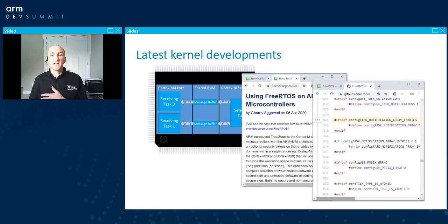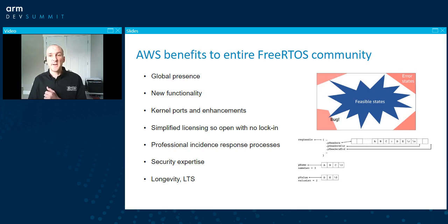Here we've most recently introduced an improvement to the direct-to-task notifications. This is a very efficient way of interrupts communicating with tasks or tasks communicating with tasks, originally designed for driver libraries, so a task could wait for an event from an interrupt.